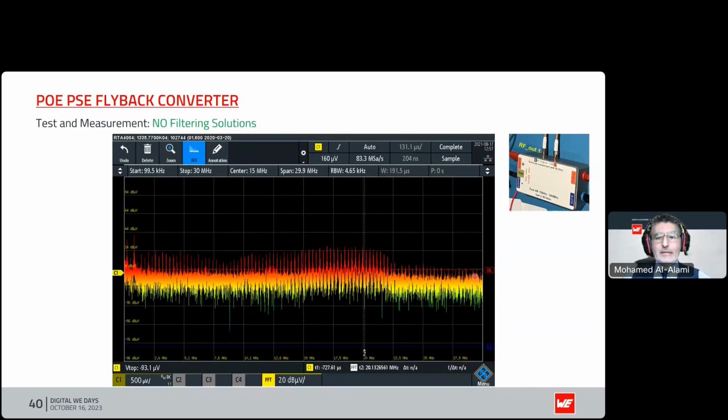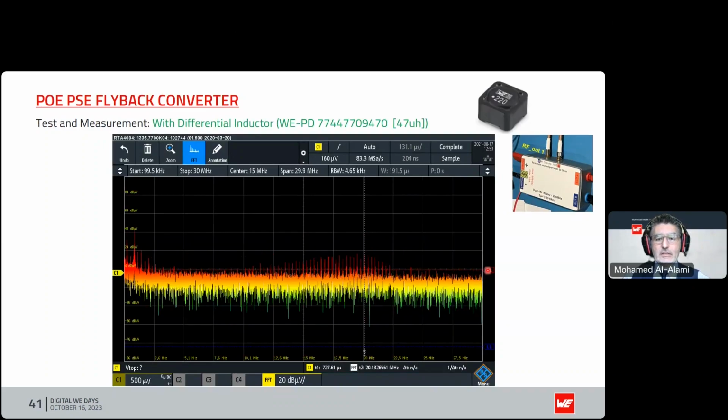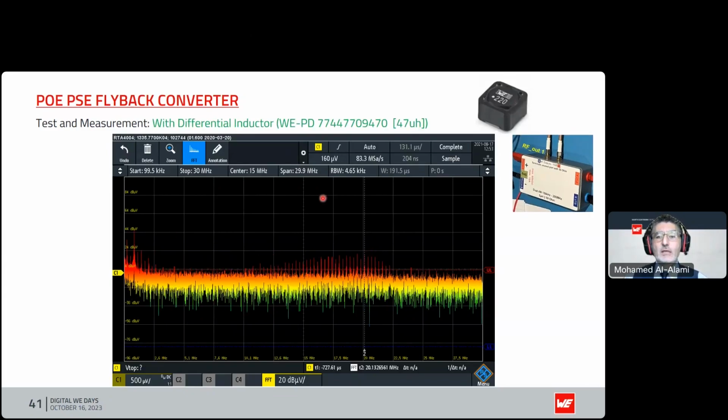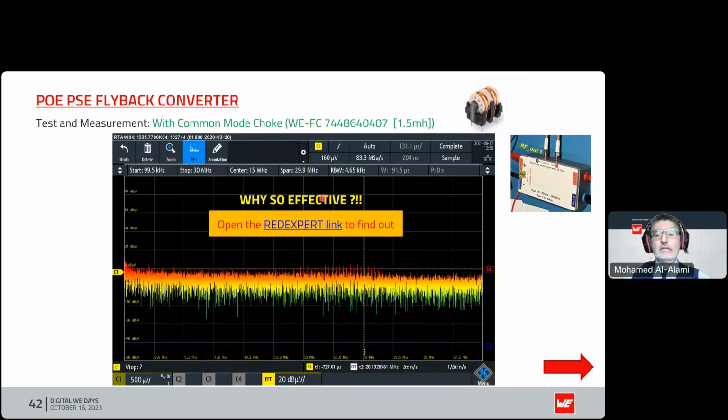And with no filtering, we got this type of noise signature. We introduced a PD, which is one of our series of differential inductors, 47 microhenries, and the noise dropped substantially, as you can see here. So that's without any filtering. That's with the PD in place, and you can see the differential noise reduced quite substantially in the lower frequency ranges. And then we finally introduced a common mode choke instead of, not as well as, instead of that differential PD inductor, and we've reduced the noise quite substantially.